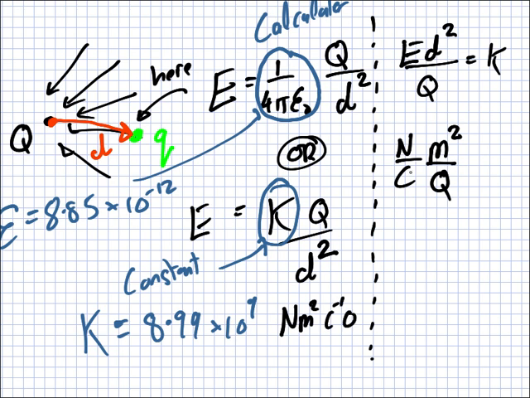Oh, sorry. I wrote coulomb. Oh, sorry, you're right. Newtons per coulomb, meter squared, and coulomb. So it's Newton meter squared per coulomb squared. That's the units. Okay, you should write those units down. What's E? Electric field strength, like what we did in the last class.